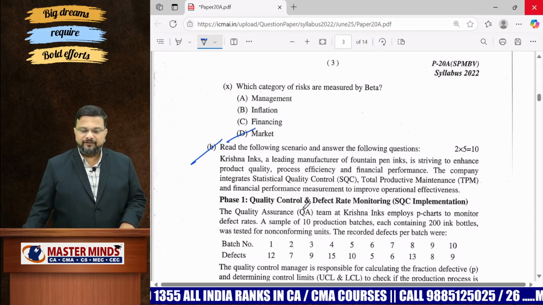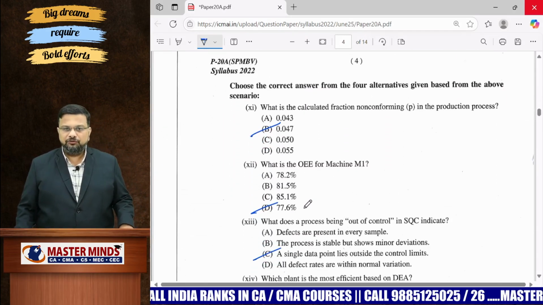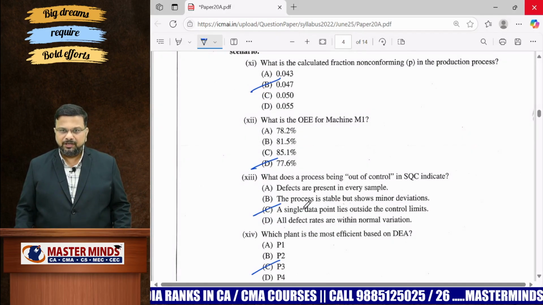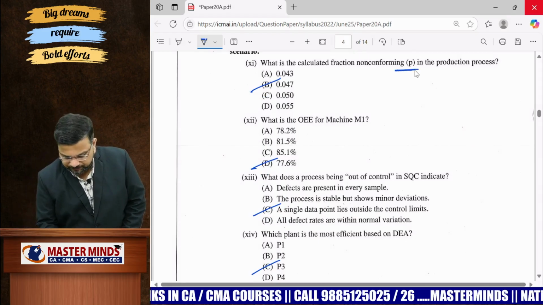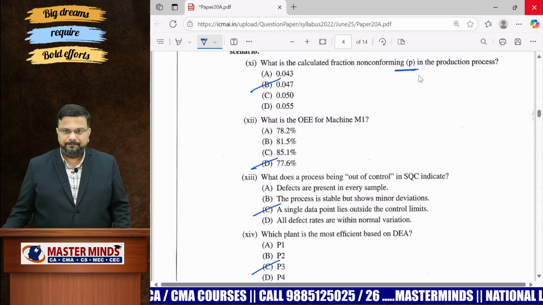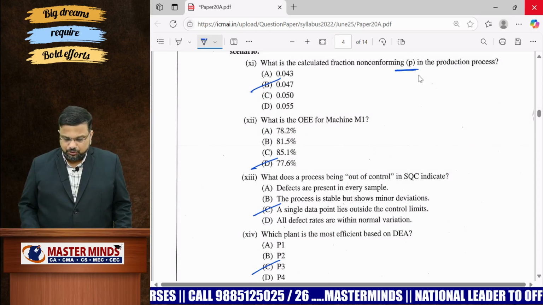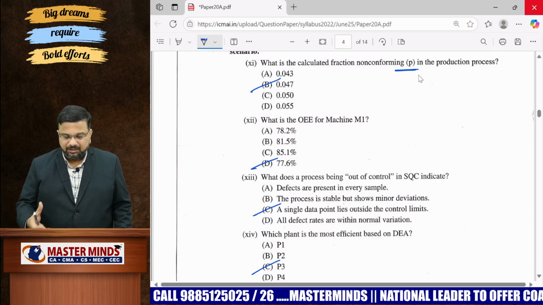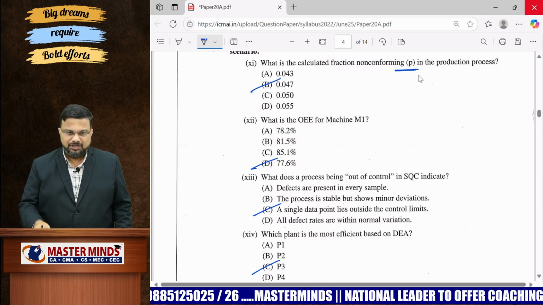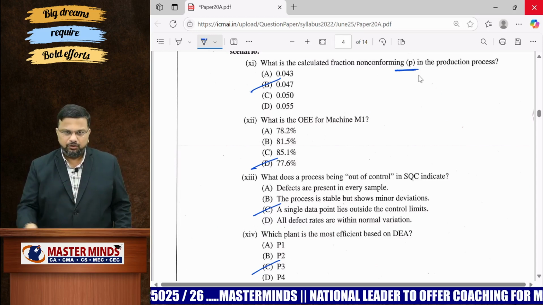On this scenario, they have framed how many MCQs? 5 MCQs, my dear. So what is the first one that they're asking? They're asking us to calculate P, non-conforming, okay. We have that formula. When it comes to P, the formula comes in control charts, okay. So if you are thorough with that one, then you can easily answer.